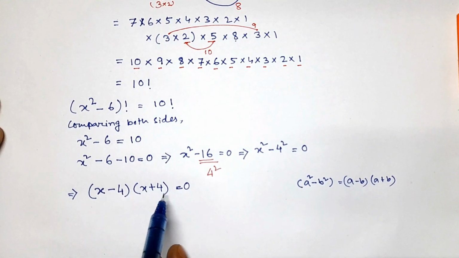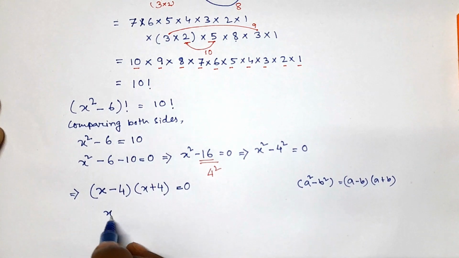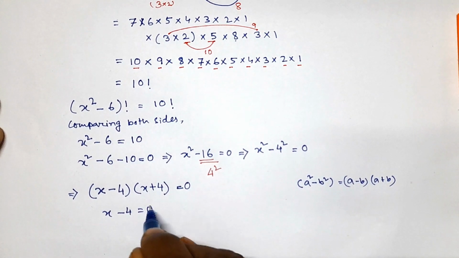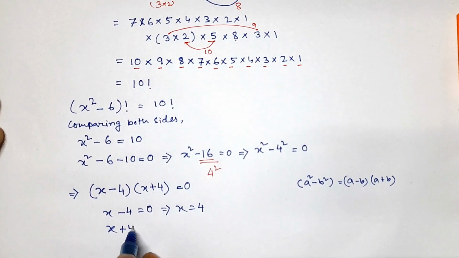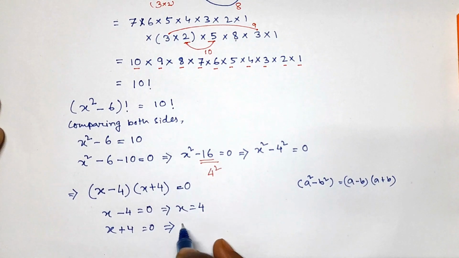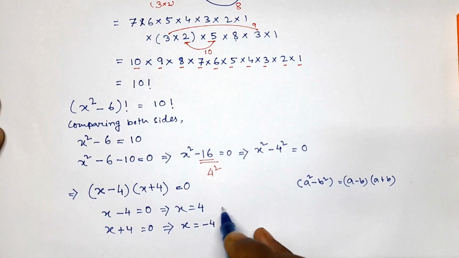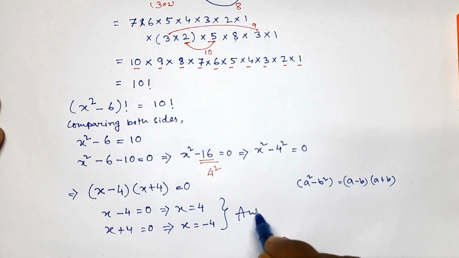So either of these terms will be equal to 0. If x − 4 = 0, this implies x = 4, and if x + 4 = 0, this becomes x = −4. So these two are the values of x.